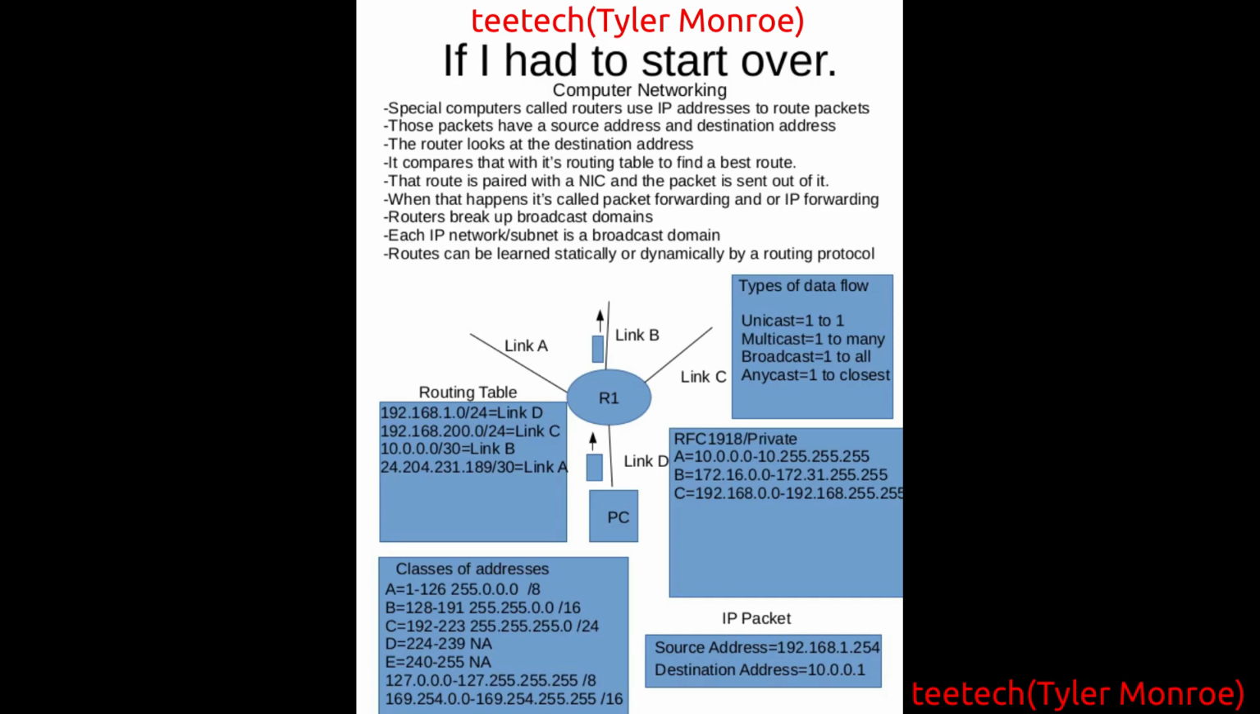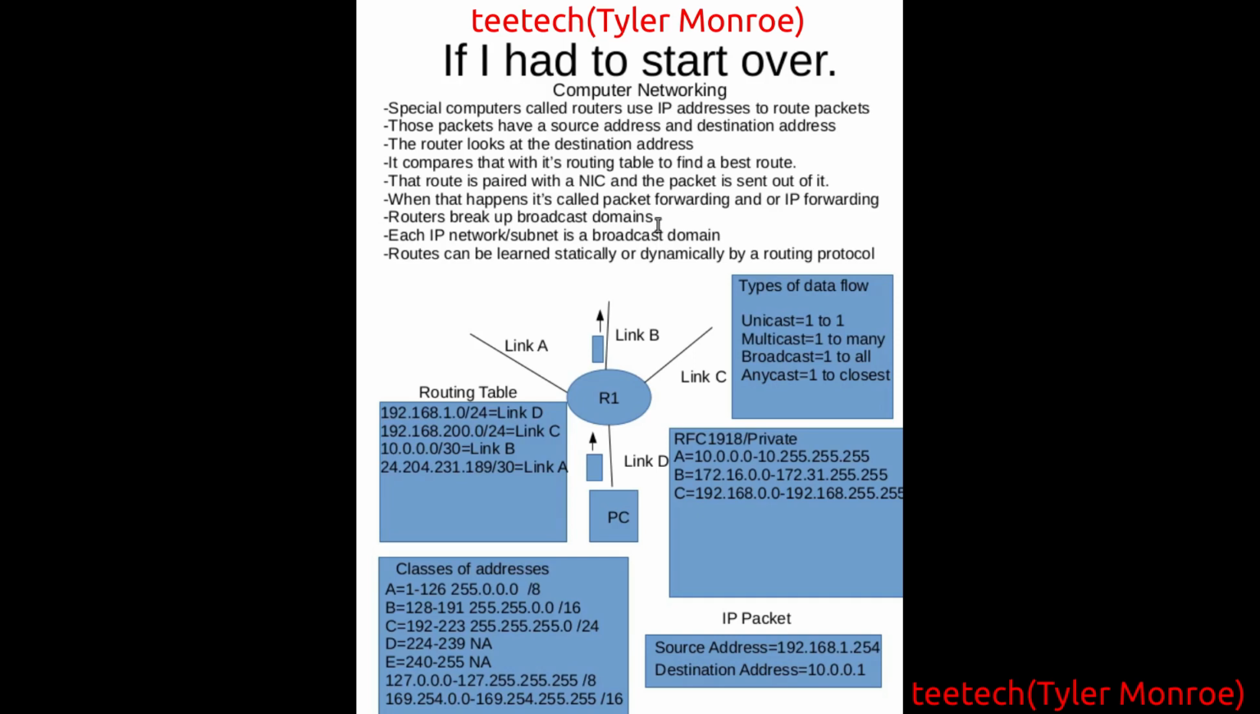All right. So anyway, the routers break up broadcast domains. Okay, that's what it's called. So each IP subnet is a broadcast domain. So each network, in other words, and that's the group of where your computers are. And the routes, you can either learn them statically, so we can type them in to a router, or you can use a routing protocol, and that would learn them dynamically.